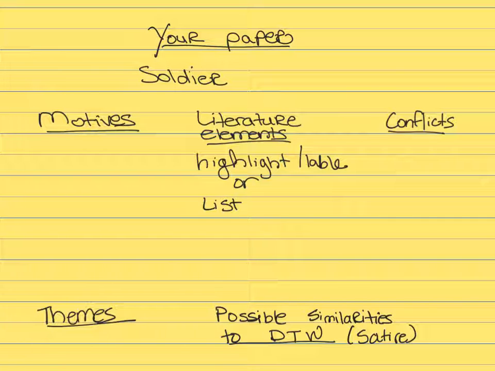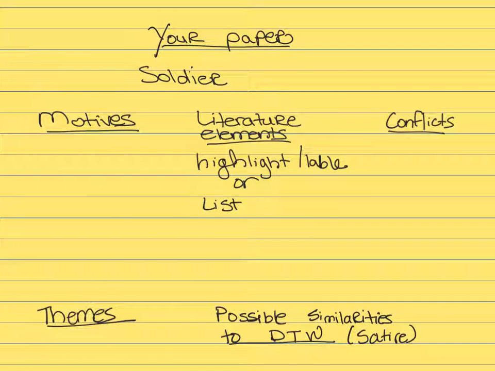Literature elements, you can either highlight them in the story as we read, or you can list them here on your separate sheet of paper. My recommendation is to highlight and label, but again, it doesn't matter which one you choose to do. Conflicts. Okay. What conflicts do you see in the story? You're going to want these notes.